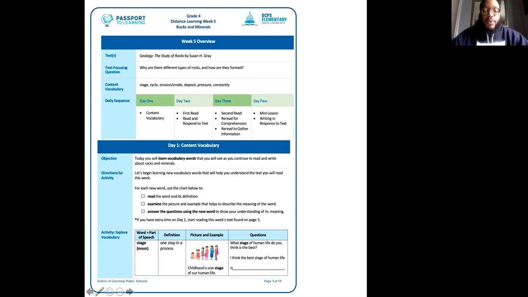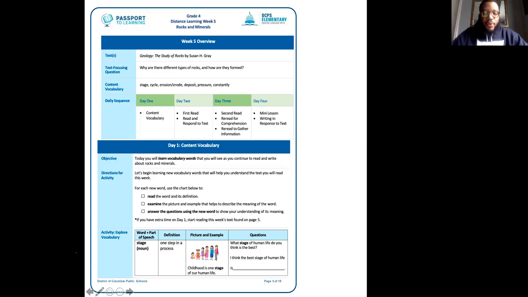The first thing we're going to do is read the word and its definition. Secondly, we're going to examine the picture that they give us, and that's going to help us describe the meaning of the word. The last thing that we're going to do on this activity is we're going to answer the questions using the new word that we just learned. So once again, we're going to read the word and its definition, examine the picture, and then in the last column, there's going to be a question, and we're going to have to answer that question using the new word, okay? Here we go.